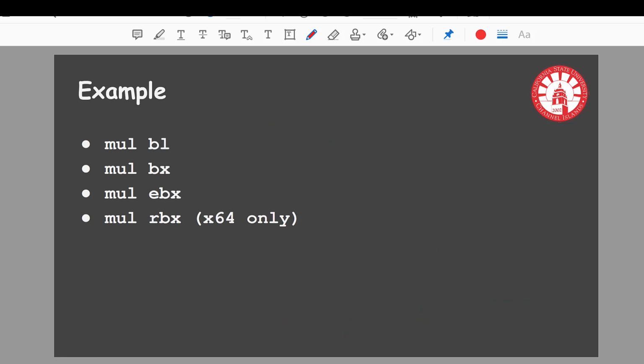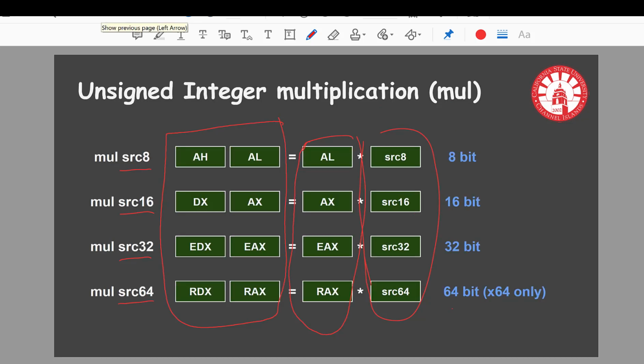We have some examples in this page. So we have mul BL, where basically BL is 8-bit, which is our source. Therefore, what we are going to have is this one. We're going to have AL multiplied by BL, and the result is going to be stored at register AX. We know this from the previous slide. In here, we said that when the source is 8-bit, in this case BL, it's going to be multiplied by AL, and the result is going to be stored in register AX.